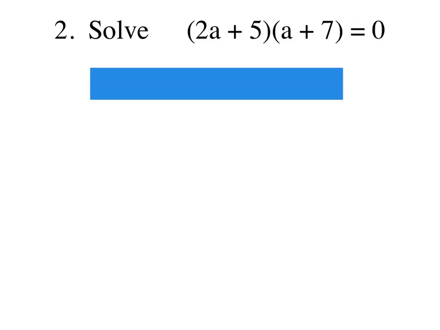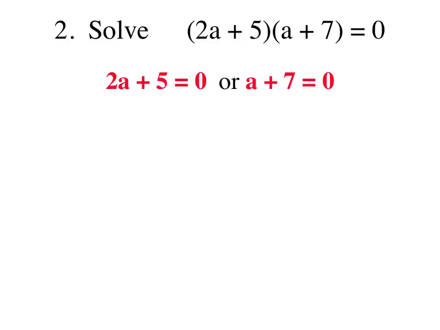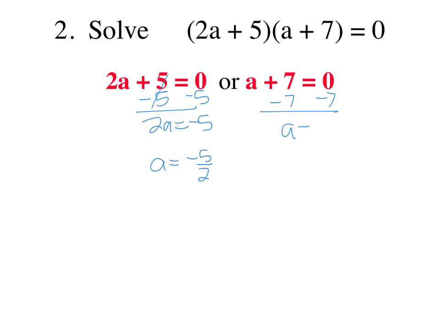Second example, again, this is already factored, so we're just getting the understanding of how to get the zeros. So you're going to take each factor and set them to 0, and then we're going to solve for the variable in each of these binomials. On the left, we would solve for a by subtracting 5 and then dividing by 2, and we're going to end up getting a equals negative 5 halves. So that's one of the possibilities that would make your solution 0. And then you would subtract 7, and we would get a equals negative 7. So our two solutions, or we call them zeros or real roots, would be negative 5 halves and negative 7.